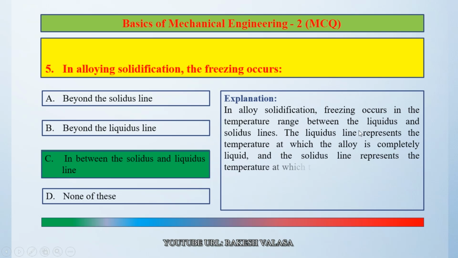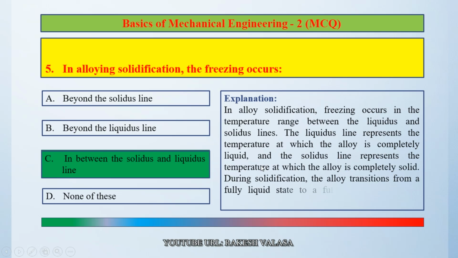The liquidus line represents the temperature at which the alloy is completely liquid, and the solidus line represents the temperature at which the alloy is completely solid. During solidification, the alloy transitions from a fully liquid state to a fully solid state as the temperature drops between these two lines. So that's why the correct answer is option C, that is, in alloying solidification, the freezing occurs in between solidus and liquidus line.